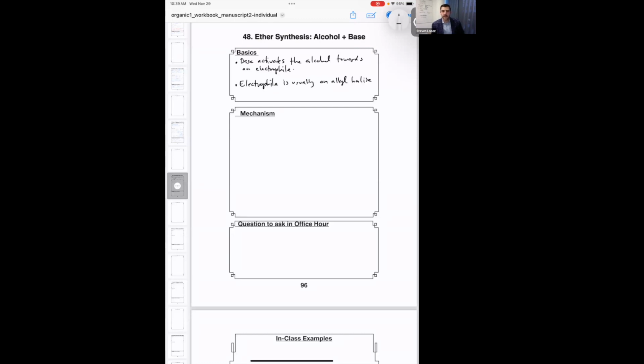Today, we're going to talk about ether syntheses using alcohols and bases. So the fundamentals of this reaction involve starting with an alcohol. Here's just an example over here. And you use base to activate this alcohol, in other words, to make it a better nucleophile to then react with an electrophile. And the electrophiles are usually an alkyl halide or any type of alkyl group that has a leaving group.